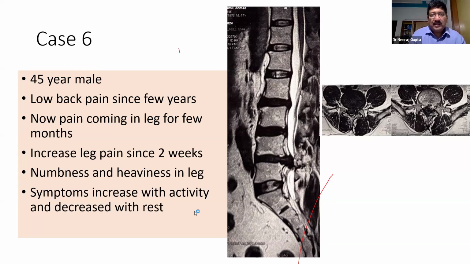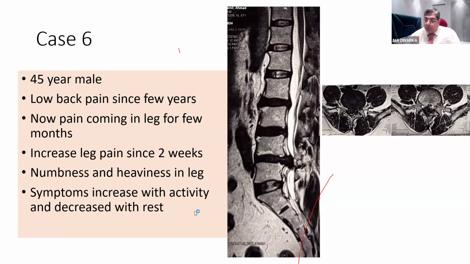And if the pain is progressing, or if there is neurological worsening, these patients need decompression, which can be done by minimally invasive techniques like microscopic discectomy, microscopic decompression, or endoscopic decompression. But yes, clinical examination is very important in these cases.